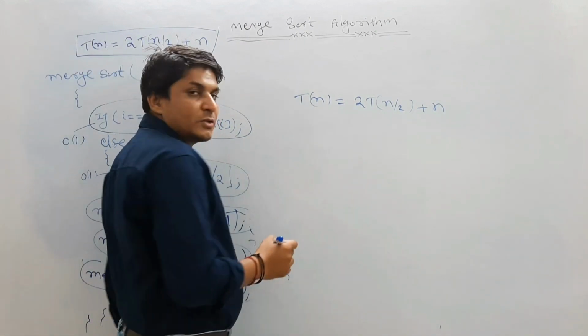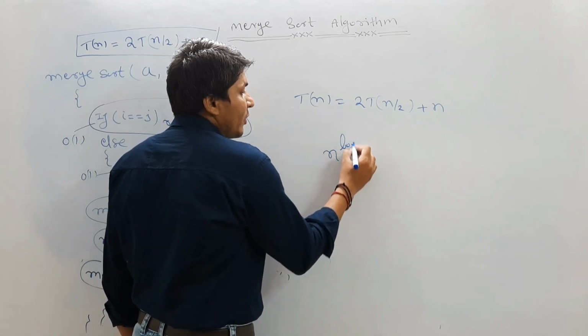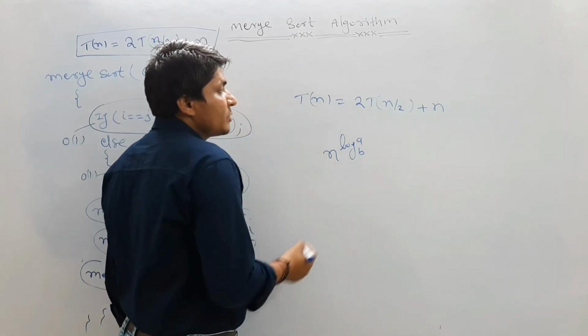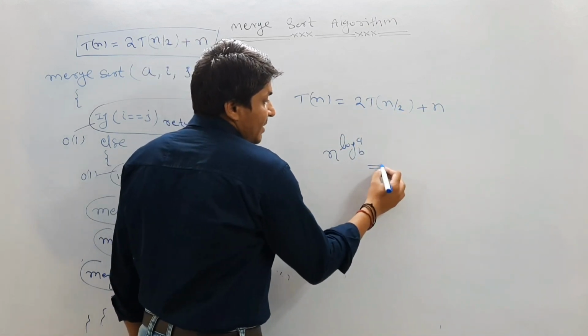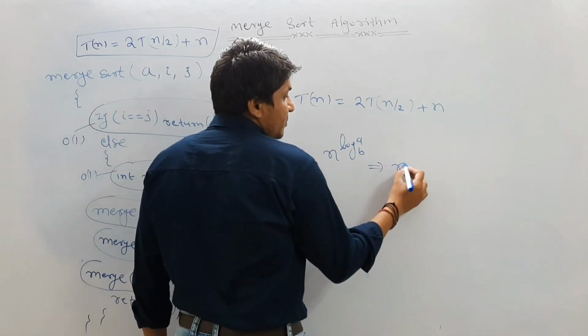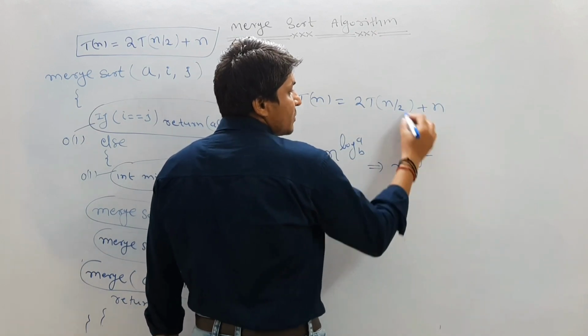Now if you apply the master theorem, in the master theorem we generally calculate only n raised to the power log a base b, correct. So in this case a is 2 and b is 2, correct. So if you apply the master theorem, let us calculate n raised to the power log a base b. So a is 2 and b is also 2, correct.